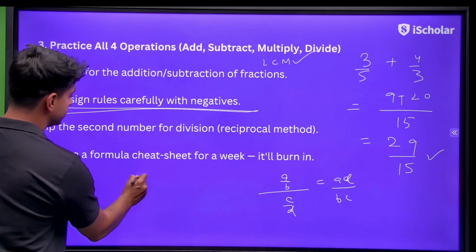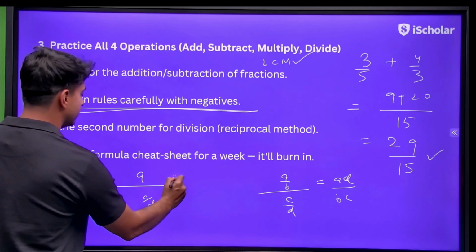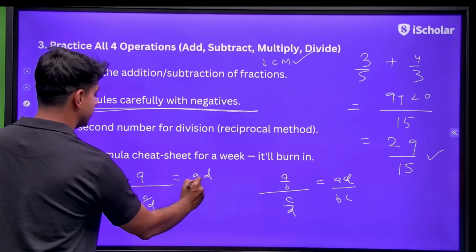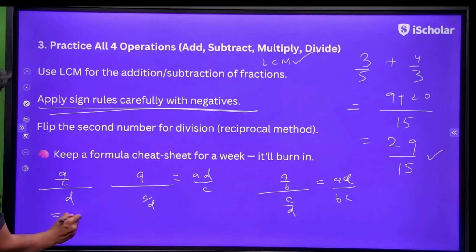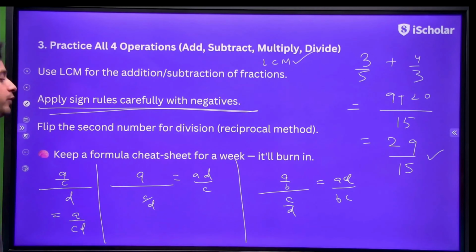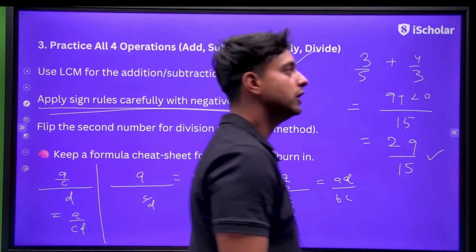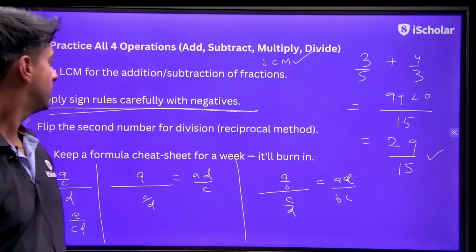But if I have, let's suppose, a by c by d, so what will happen in this case? It will become ad upon c only, right? If I have a by c whole divided by d, so it will be a by cd. So these things you have to be very quick with, right? If you know these concepts quickly, you can actually solve your problems in a very fast manner, right?